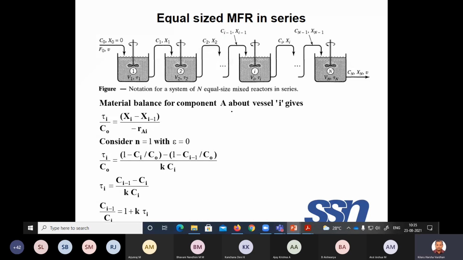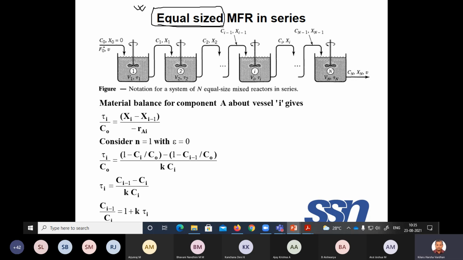Now see. This is the CSTR. We are having some n CSTRs in series. We are assuming that they are equal sized. So V1 tau 1 is equal to V2 tau 2 is equal to Vi tau i is equal to Vn tau n, right? So again, you can have equal sized or unequal sized. Unequal sized will be a bit difficult. So let us compare equal sized first.